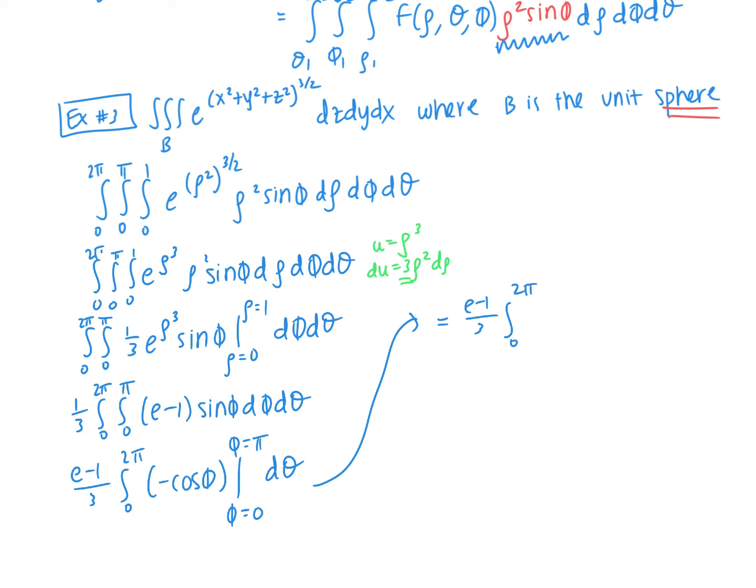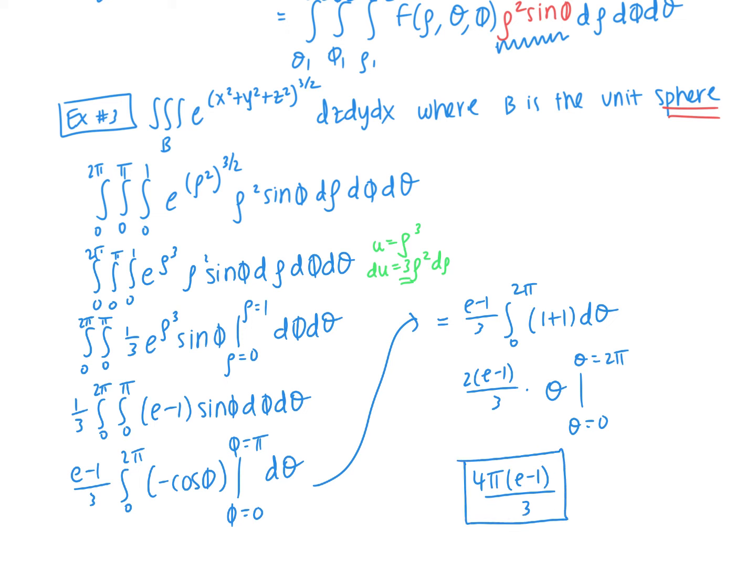So then that will give me 1 plus 1. So then we get 2 times e minus 1 over 3. When we integrate with respect to theta, we get theta. So our final answer ends up being 4 pi times e minus 1 over 3. So I skipped a few steps, or did them in my head. If that's an issue, let me know. That is the idea, though.